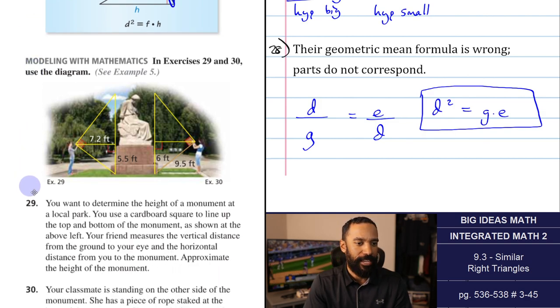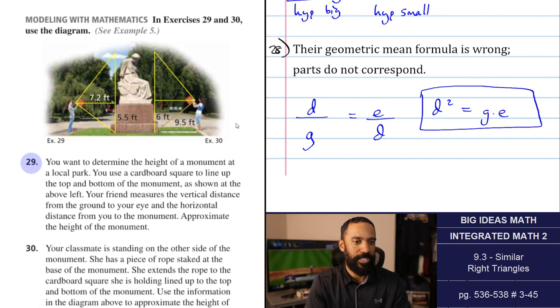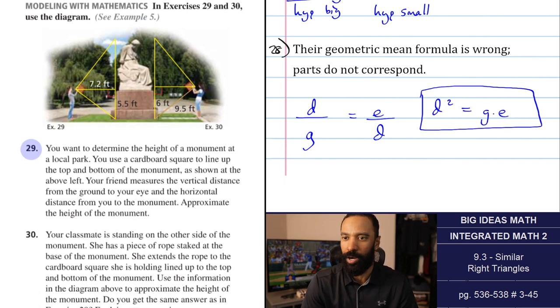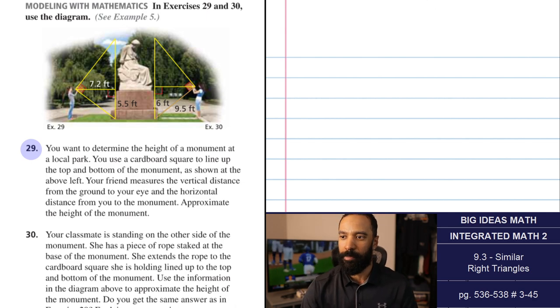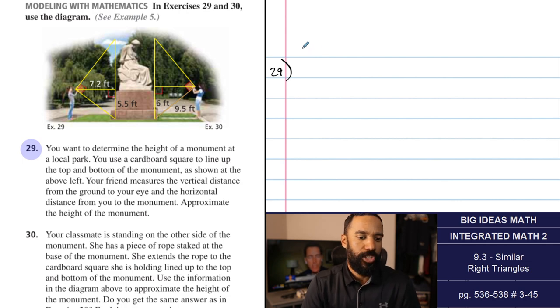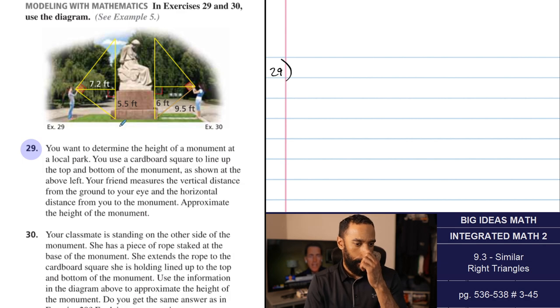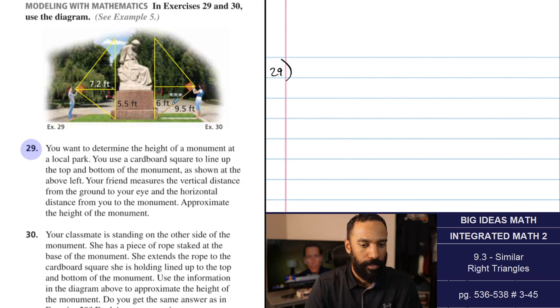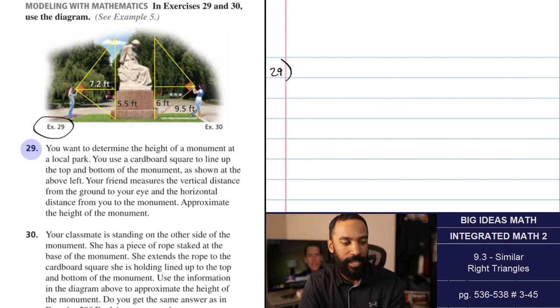Modeling with mathematics. In exercises here, use the diagram. It's the same as the example setup that they had before, where we have a box and we want to do geometric mean stuff. So let's play their game. You want to determine the height of a monument at a local park. You use a cardboard square to line up the top and bottom of the monument as shown at the above left. So there's some people over here. Your friend measures the vertical distance from the ground to your eye and the horizontal distance from you to the monument. Approximate the height of the monument.